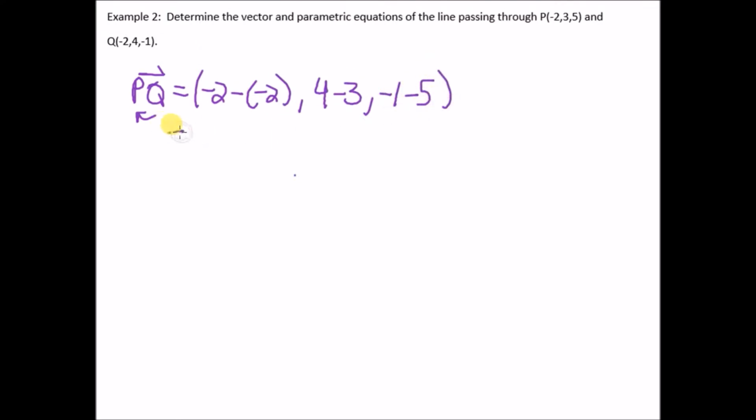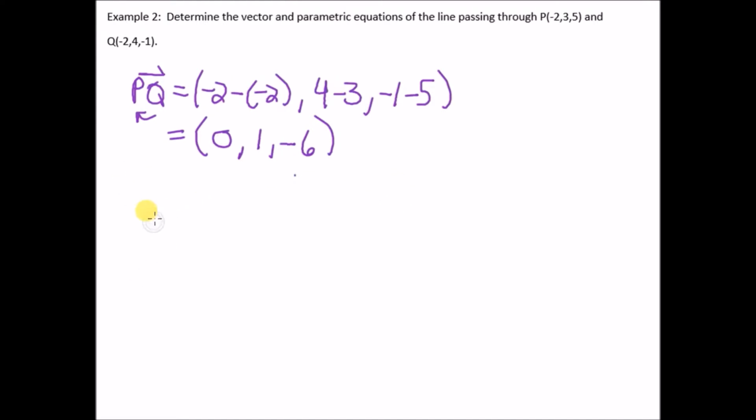Example 2 asks us to determine the vector and parametric equations of the line passing through P and Q. So first what we need is a direction vector. Okay, so let's find the direction vector PQ. So what we're going to do is Q minus P. So -2 minus -2, comma, 4 minus 3, comma, -1 minus 5. Okay, and what do we get? 0, comma, 1, comma, -6.